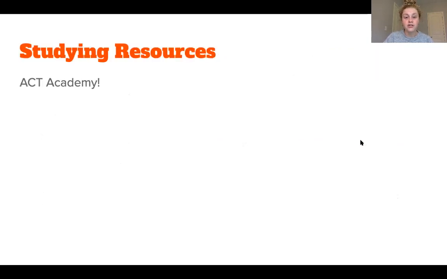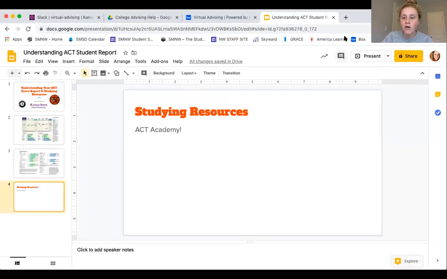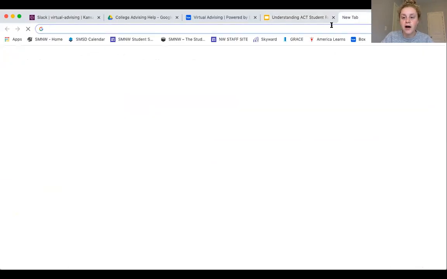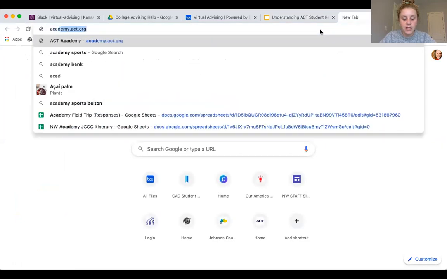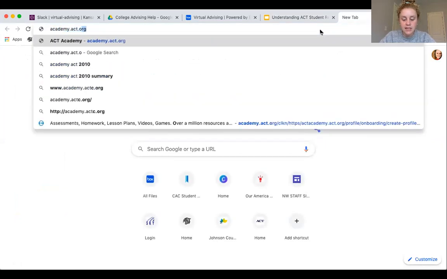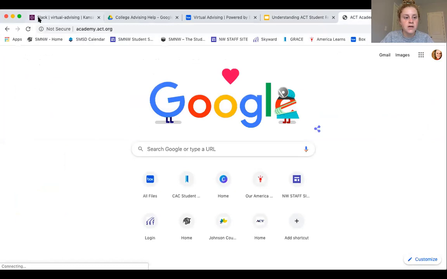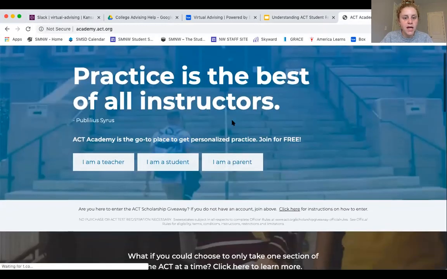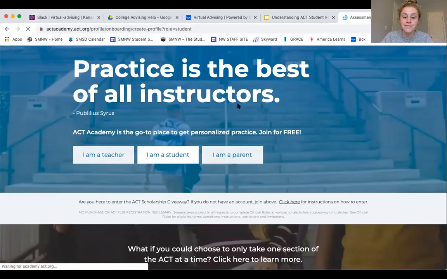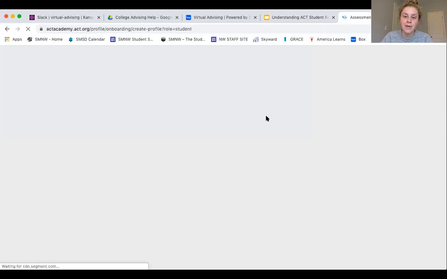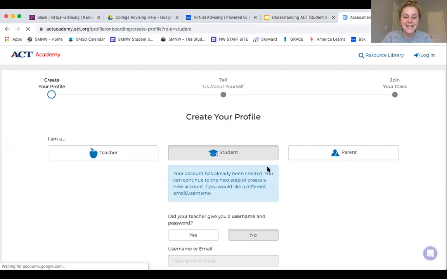We are now going to shift gears to an ACT free studying resource that I really like. So we will just back out and go to Google and type academy.act.org. You'll hit enter and select I am the student. And my internet is doing its best.